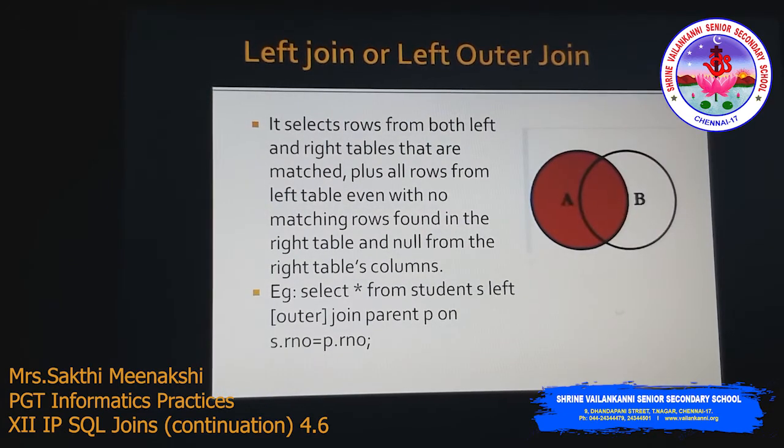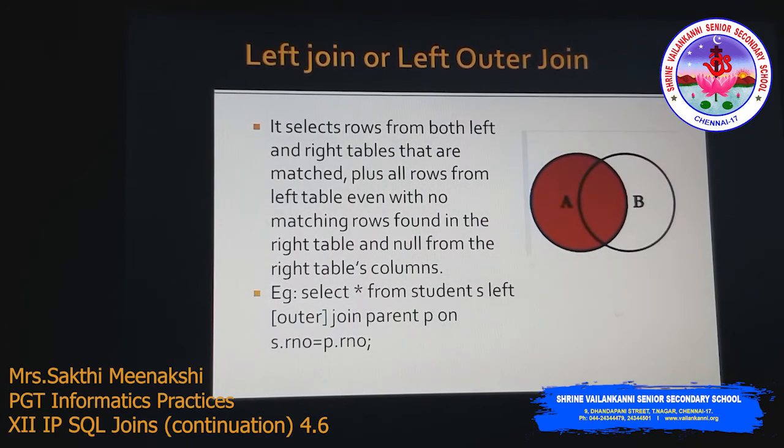Next one we have left join. It selects rows from both left and right tables that are matched plus all rows from left table even with no matching rows found in the right table, and null from the right table's columns. So you can see this picture. If A and B are two tables, if you are using left join, all the values from A table will be written, and all the matching rows from B table. So this intersect means common rows from both the tables. So left join takes all the values from left table and the common values that are available in both the tables.